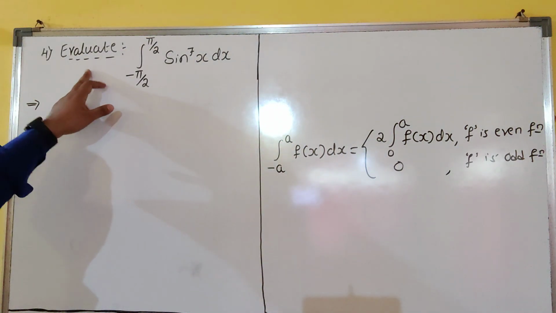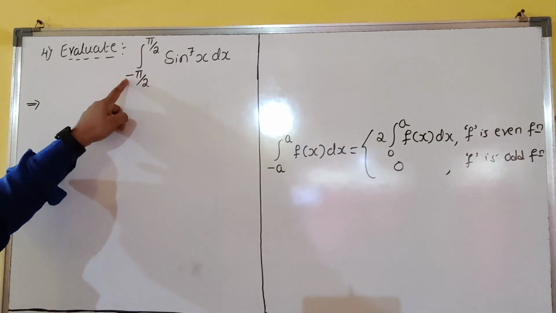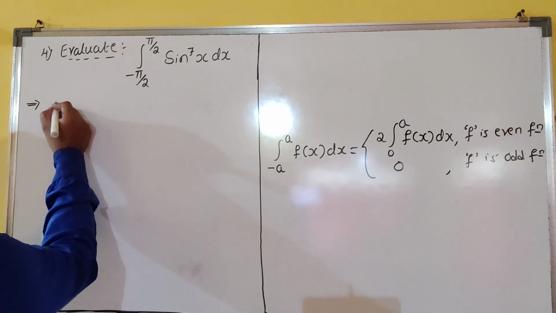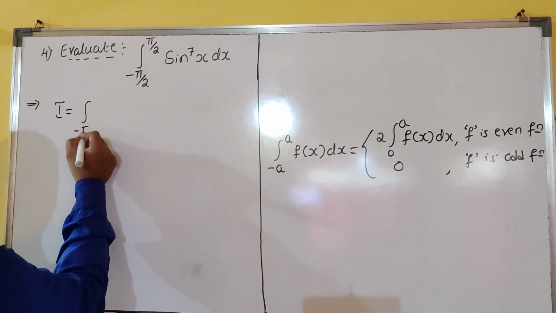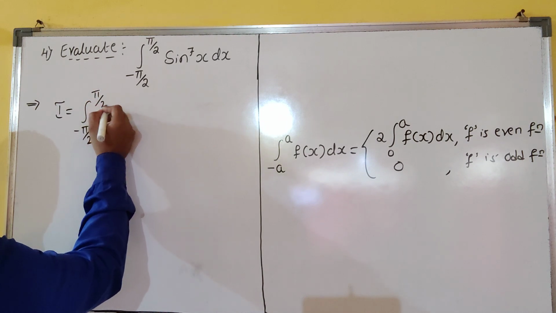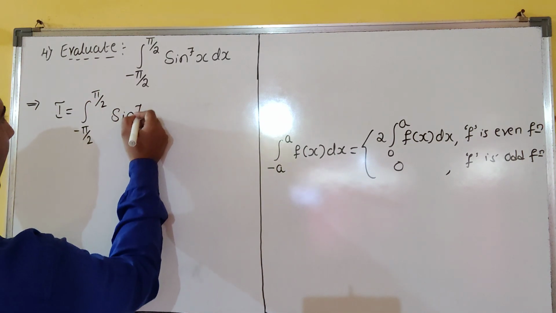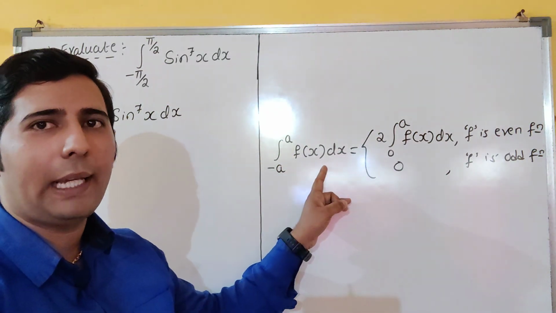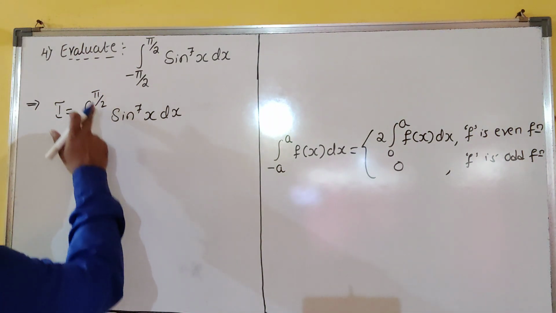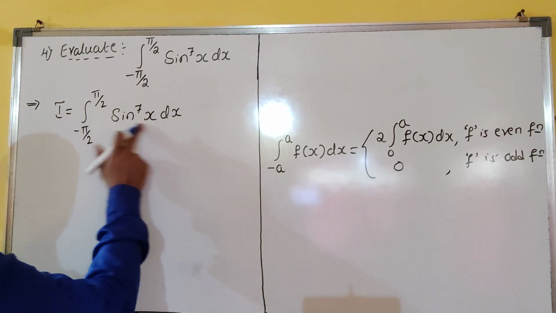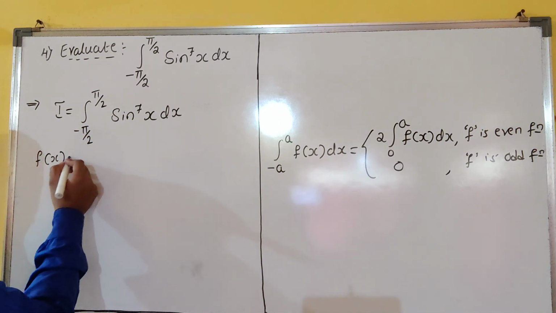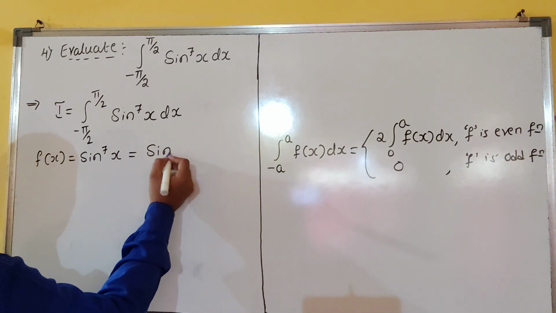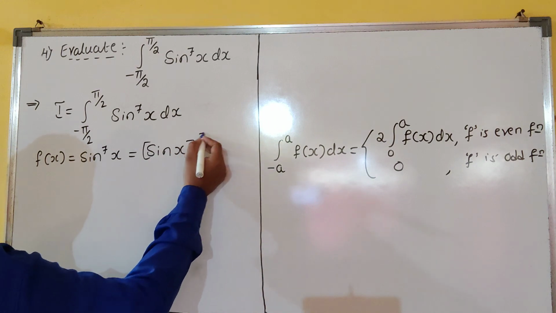So the fourth one: evaluate the integration from minus a to a, that is minus pi by 2 to pi by 2, of sin raised to 7x dx. First we will give the name for this. I is equal to integral from minus 90 to plus 90, pi by 2 means 90 only, of sin raised to 7x dx, dear students. Now compare with minus a to a f of x dx. So a value is pi by 2. So f of x is sin raised to 7x. I can write this as sin x raised to 7.